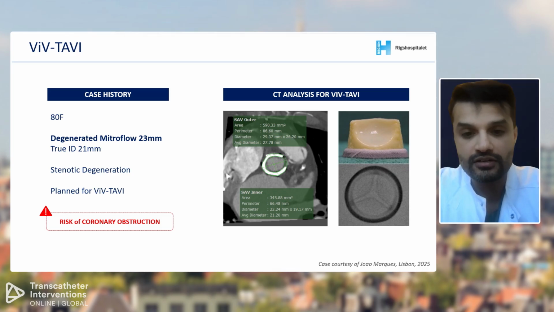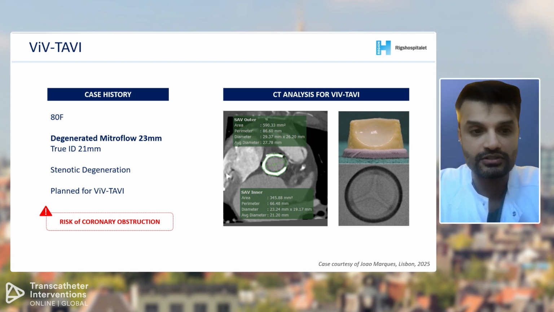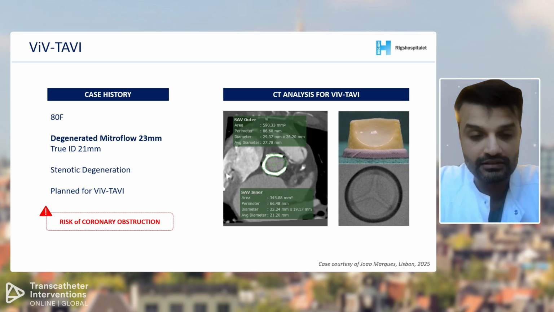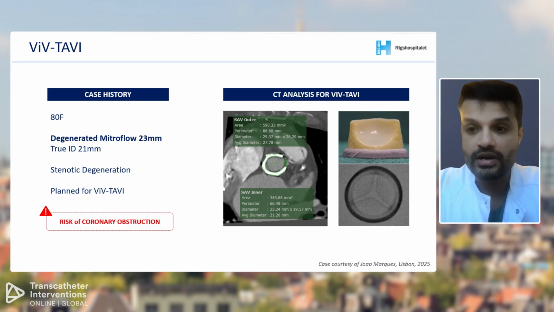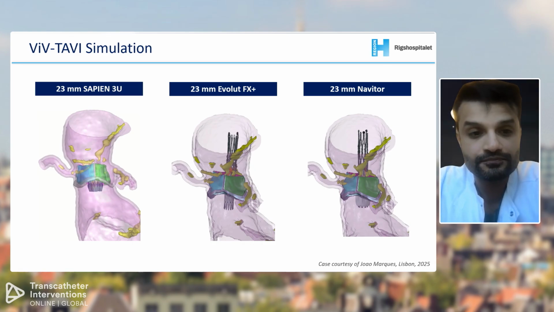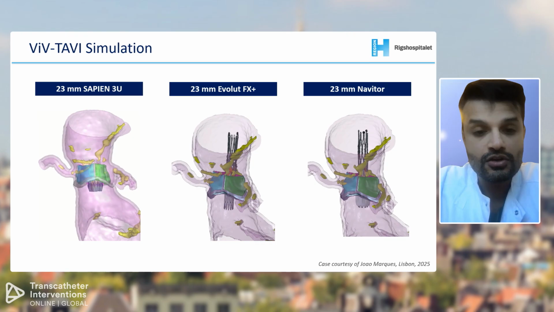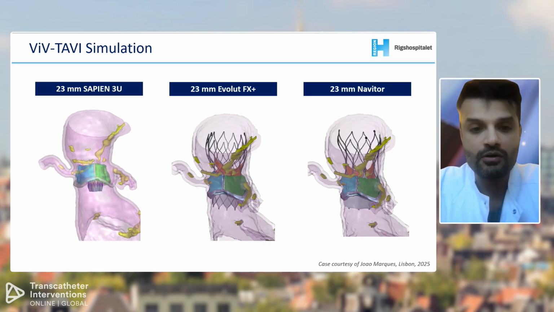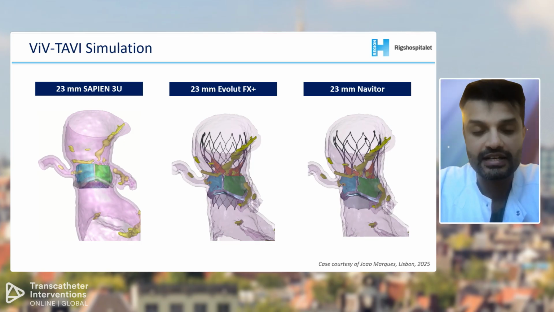This was a courtesy of a colleague of mine, Joao from Lisbon, who shared this case. It's an 8-year-old lady. She had a degenerated mitral flow prosthesis, so externally mounted leaflets, stenotic degeneration. Here, based on the planning, the concern was risk of coronary obstruction. And of course, we have an established and sort of validated method to evaluate coronary obstruction. But where now CT planning can help us is, this is now using the DASI software, you can implant different valves, where it will behave in terms of how the valve is expected to open, how it will behave with the geometry and also the calcification.